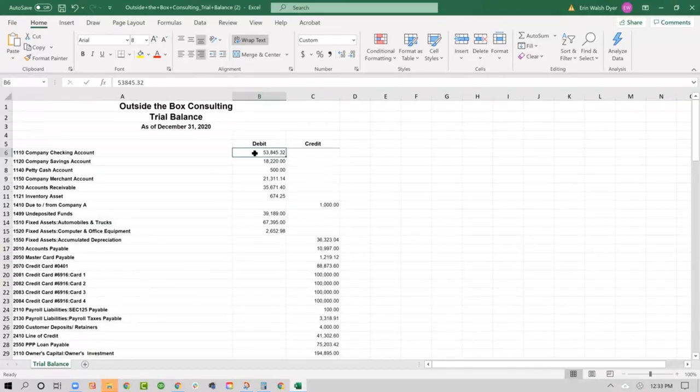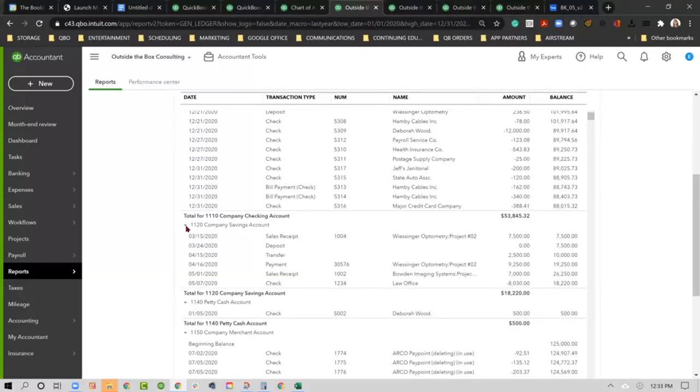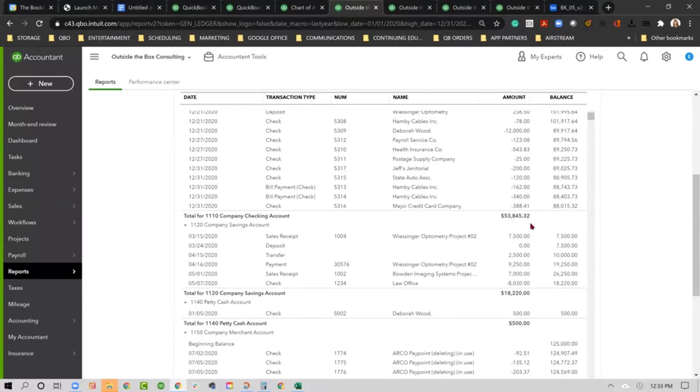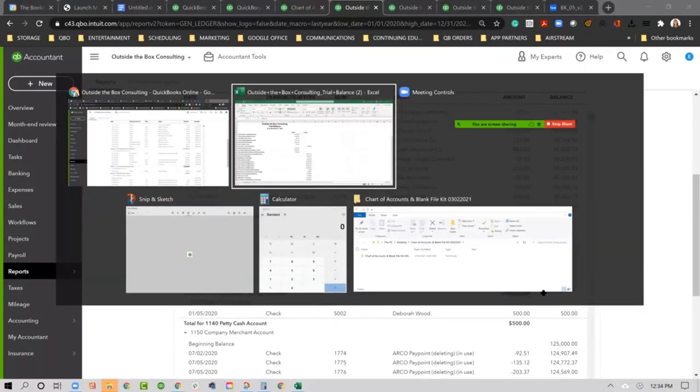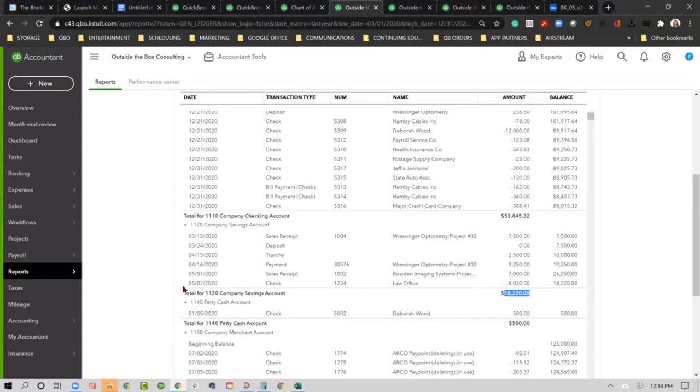I've got an easier way to do this. Instead of me scrolling all the way down, this actually lets me collapse the activity. So now I know the savings account is 18,220. Copy that. Well, I think I copied it. Copy that. And maybe paste it there. I don't have to. The number is already there. And so I'm just going to bring all these balances over.